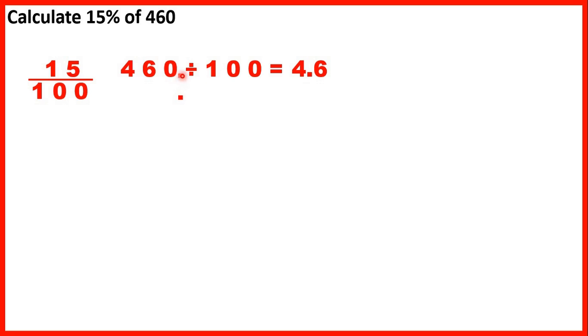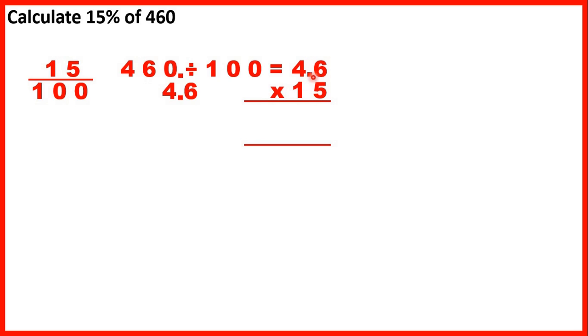Remember, we really have an invisible decimal point on the end of a whole number, and we can copy that down and then move the digits 2 squares to the right, because we're dividing by 100, which has 2 zeros. But we can ignore zeros on the end of decimals, so our answer is 4.6. So now we need to times, to multiply by the numerator, and work out 4.6 times 15.